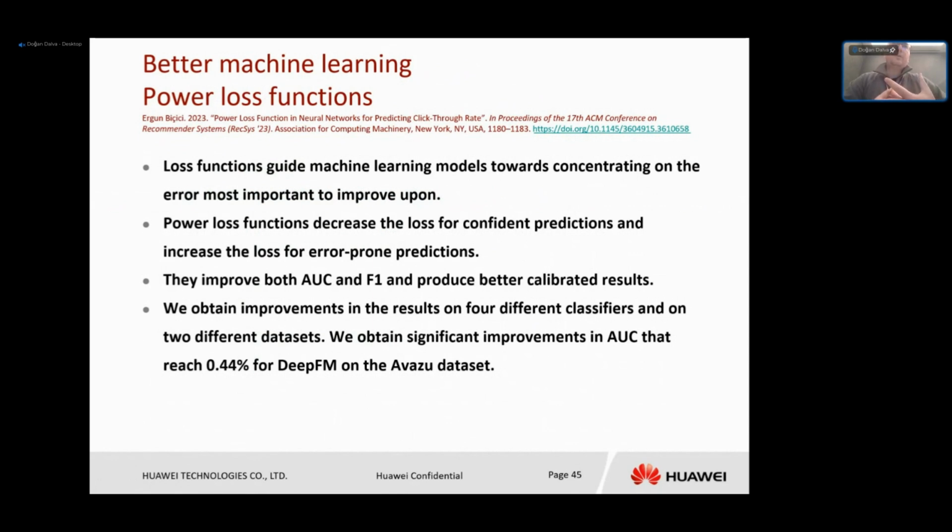weights. And power loss functions decrease the loss for confident predictions and increase the loss for error-prone predictions, just like in instance weighting. So we decrease the loss in confident predictions and increase the loss for error-prone predictions. And they improve both AUC and F1 and produce better calibrated results. We obtain improvements in the results on 4 different classifiers on 2 datasets, and the improvements reach 0.44% for DeepFM on the Avazu dataset.